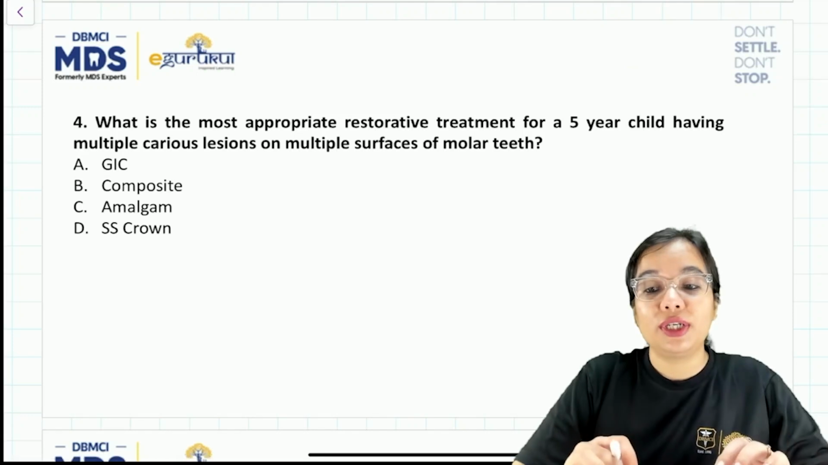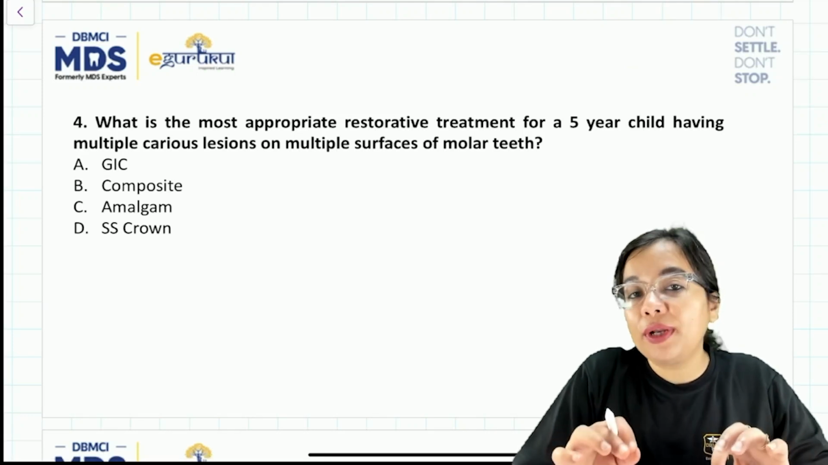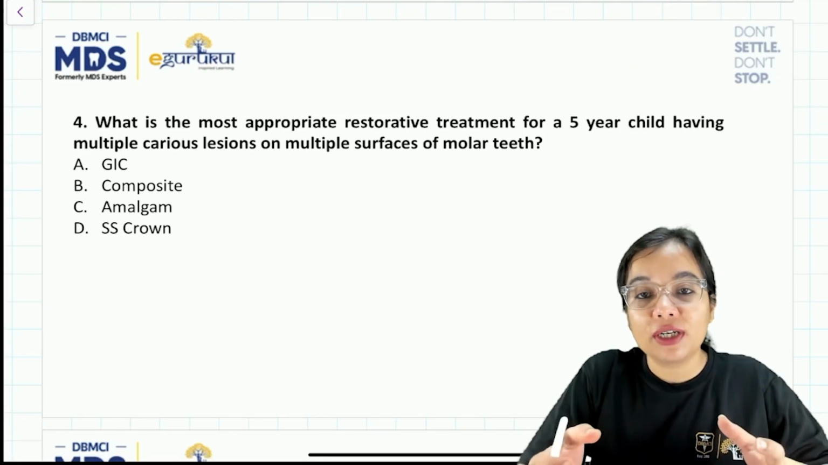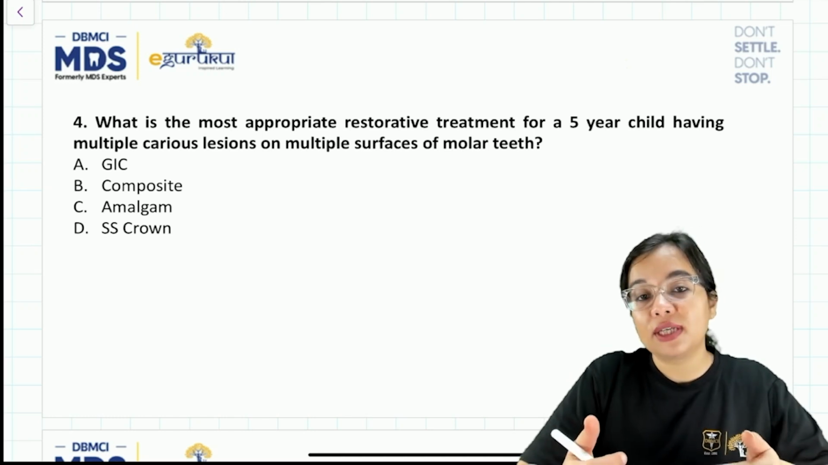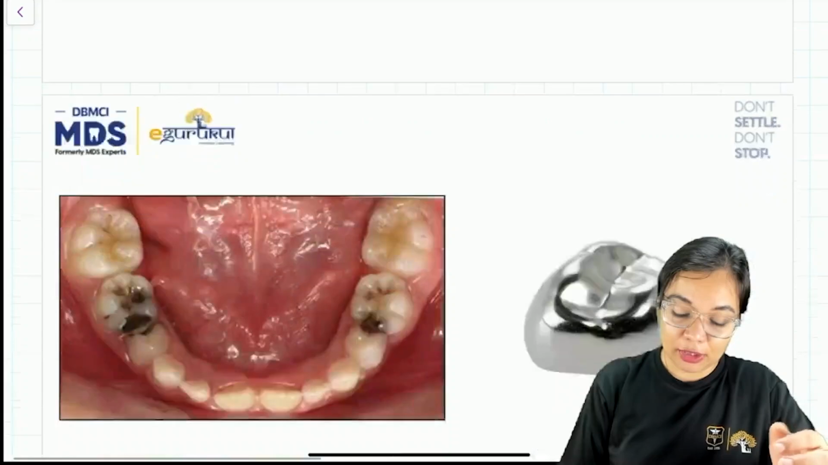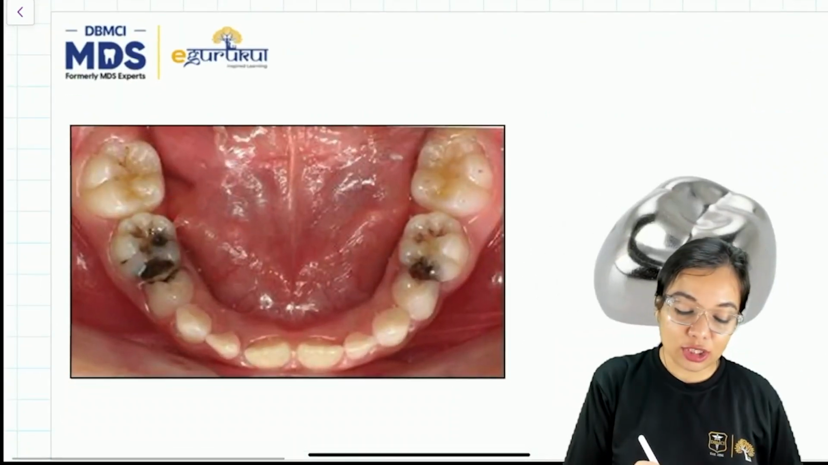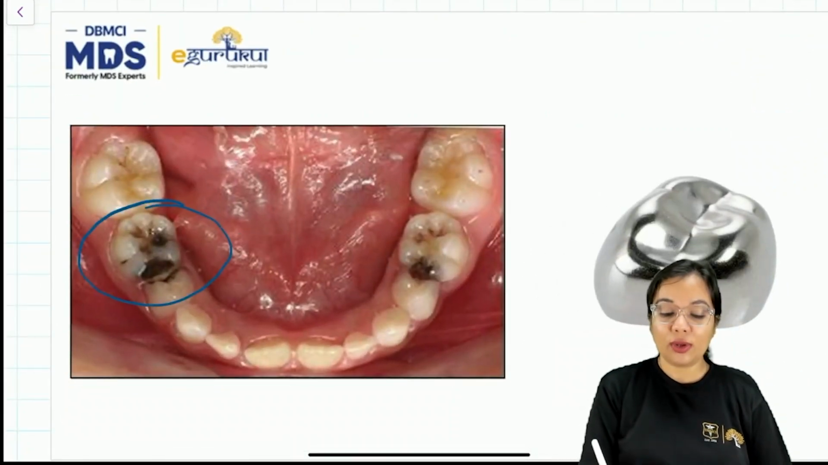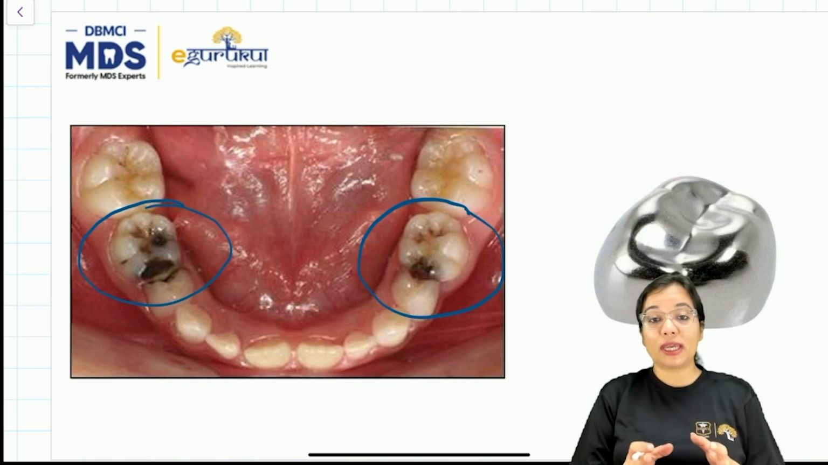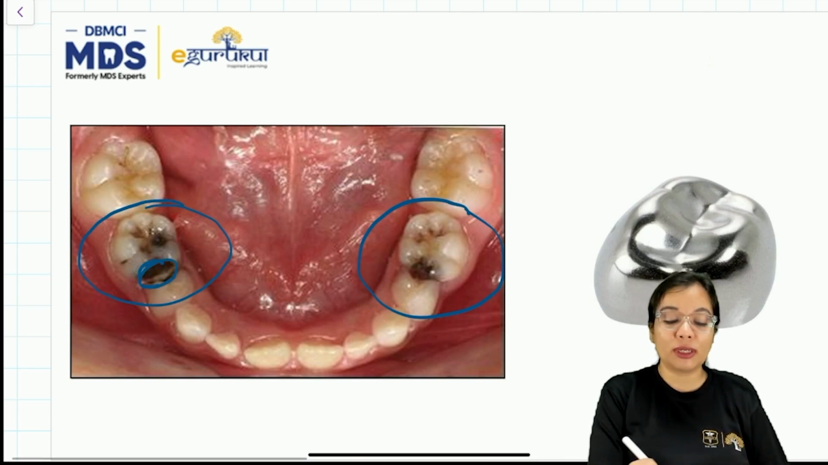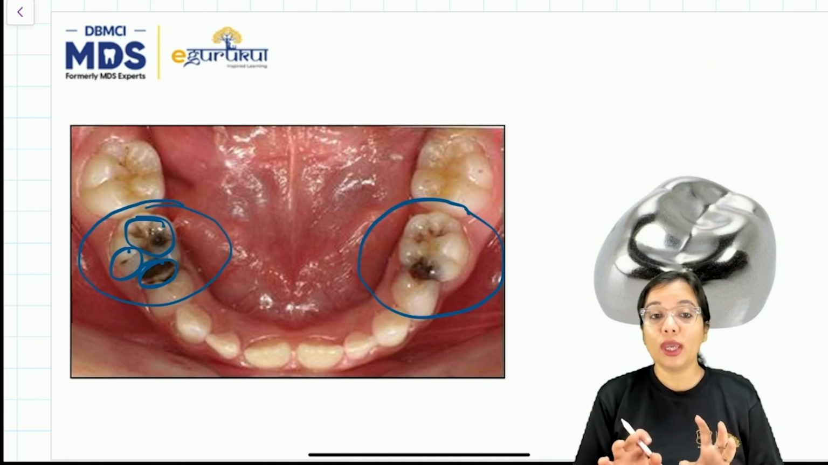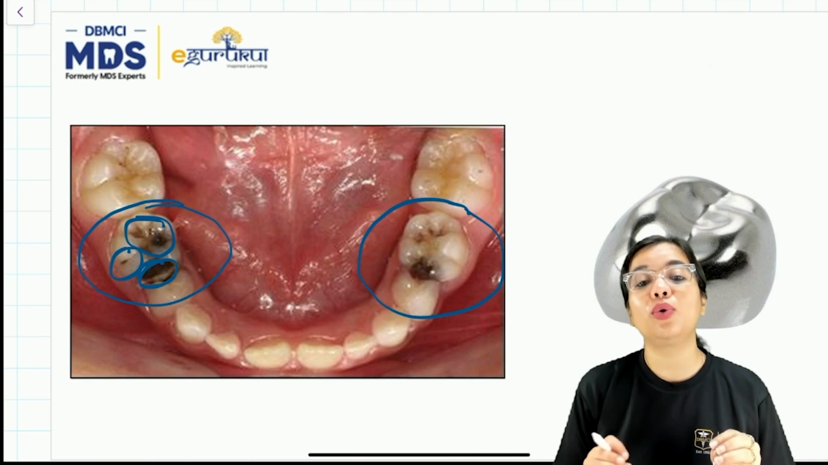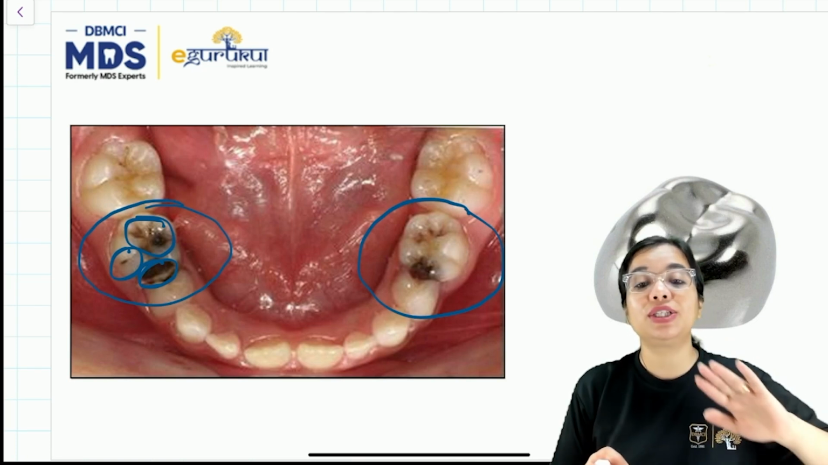Now, the fourth question is, what is the most appropriate restorative treatment for a 5-year-old child having multiple carious lesions on multiple surfaces of molar teeth? So there is a molar tooth, and just look at this molar tooth. There are proximal caries. You can see a buccal pit. Then there are occlusal caries. You never know, there may be caries on the lingual aspect also. So in how many places are you going to drill a cavity and place GIC?